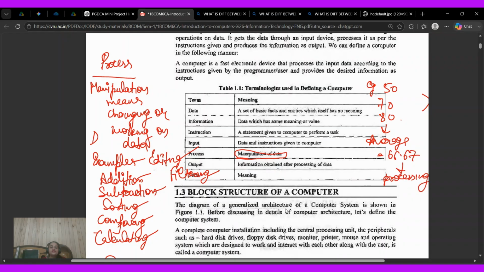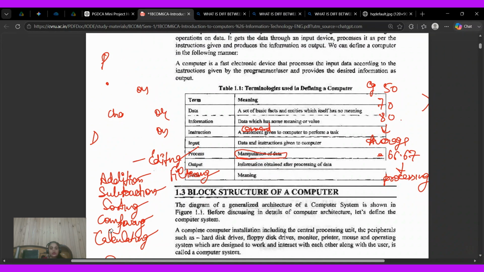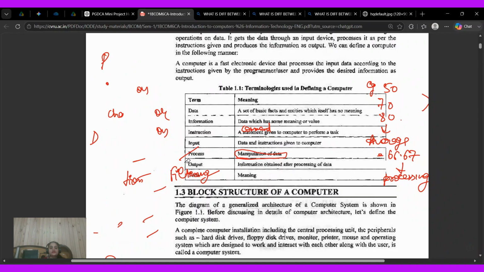Data is a set of basic facts and entities which by itself has no meaning; it is raw and unprocessed. When data gets converted into something with meaning or value, that is called information. The next is instruction, a statement or command given to a computer to perform a task. Input is the data and instructions given to a computer. Process is the manipulation of data.